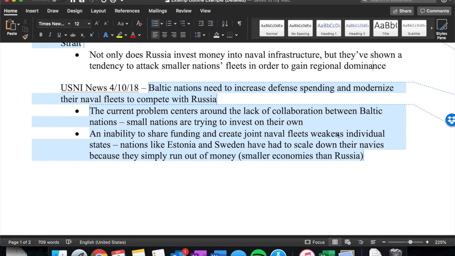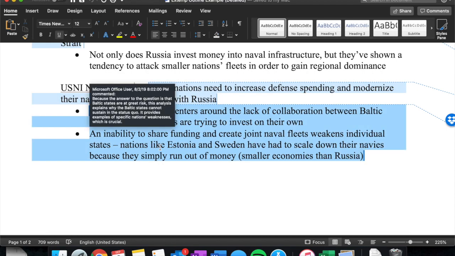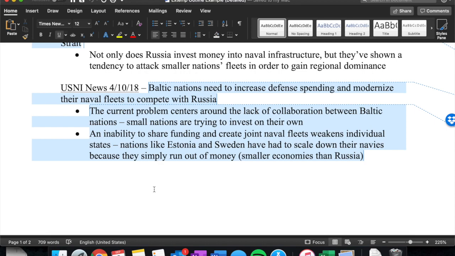And finally, his last citation from USNI News argues that Baltic nations need to increase defense spending and modernize their naval fleets to compete with Russia. But he's arguing that the current problem is that there's a lack of collaboration and an inability to share funding and create naval fleets, which means that these individual states are very, very weak and vulnerable in the face of Russian aggression. So a very nuanced point which addresses lots of different issues.